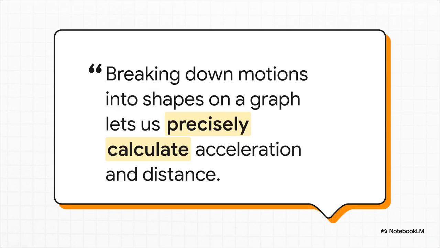So think about what that means. We can take the most complicated journey you can imagine with speeding up, slowing down, constant speeds, and we can just break it down into simple shapes on a graph, like triangles and rectangles. By finding their slopes and their areas, we can analyze every single moment of that journey with amazing precision.